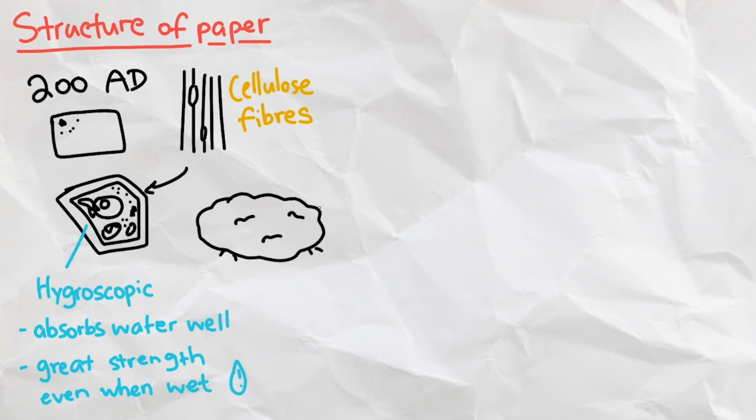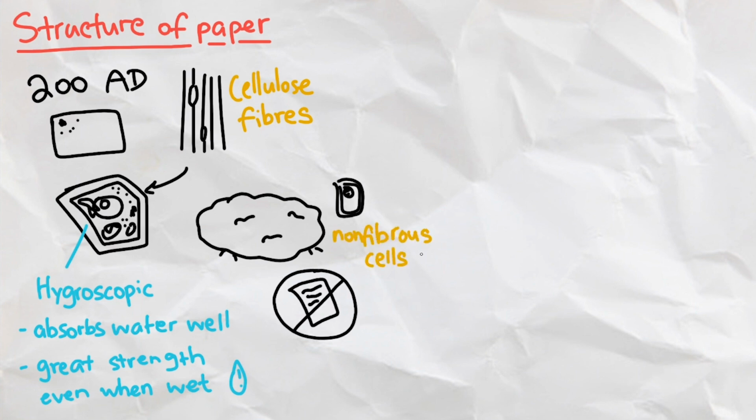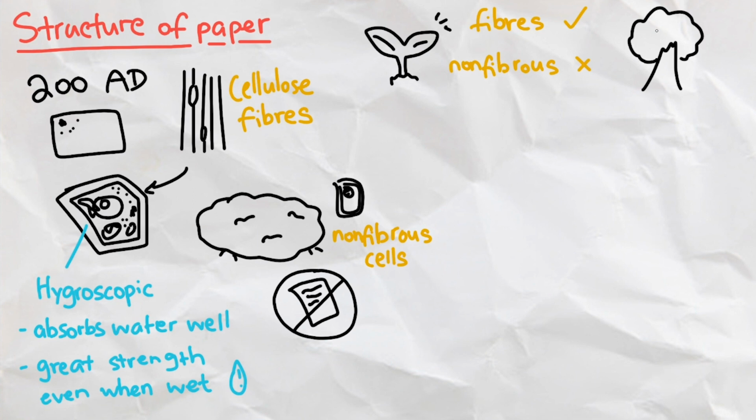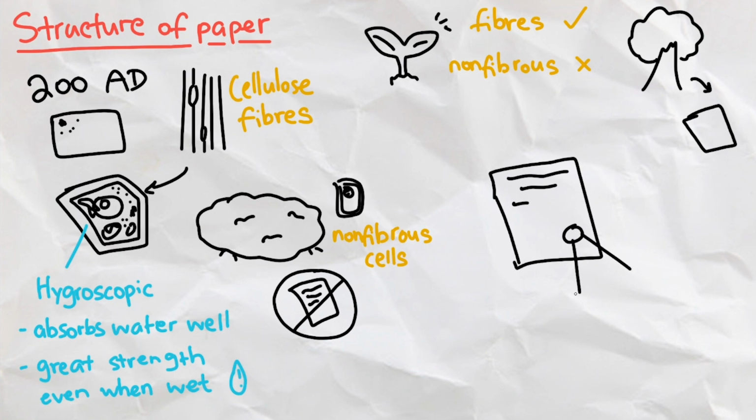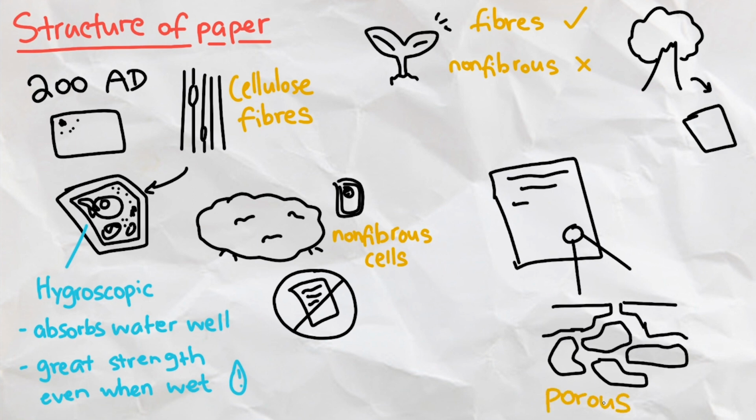Most plants also contain plenty of nonfibrous cells, which aren't ideal for papermaking, but luckily for us, a plant already exists that contains high amounts of cellulose fibers and not much nonfibrous cells: trees. Hence why most of our paper is made from trees. Lastly, paper is also a porous material, meaning that it has small holes for liquid and gas to pass through, which will be important for later.